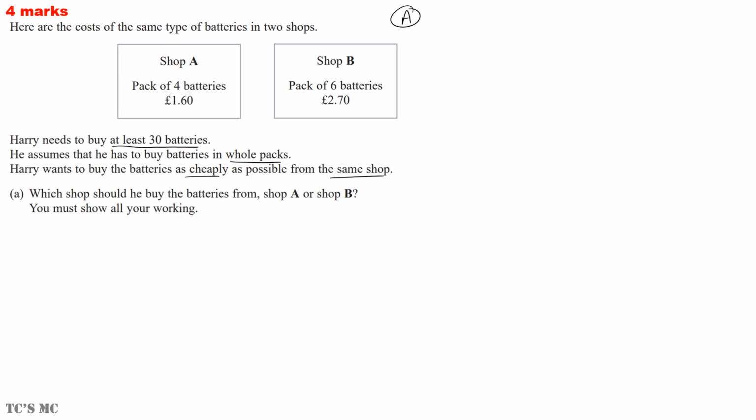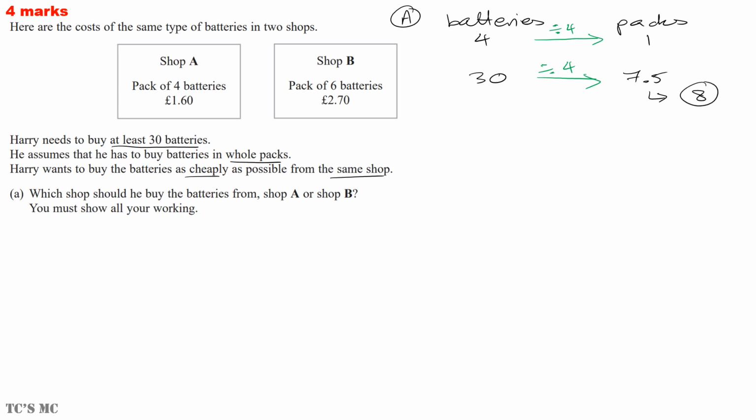Let's start with shop A. We have batteries and we have the number of packs. There are 4 batteries in 1 pack. Harry wants to buy 30 batteries. To go from 4 to 1, we need to divide by 4. We need to do the same over here. 30 divided by 4 is 7.5. Remember, Harry needs to buy whole packs and it must be at least 30. Therefore, he actually needs 8 packs from shop A. And now we have 1 mark.